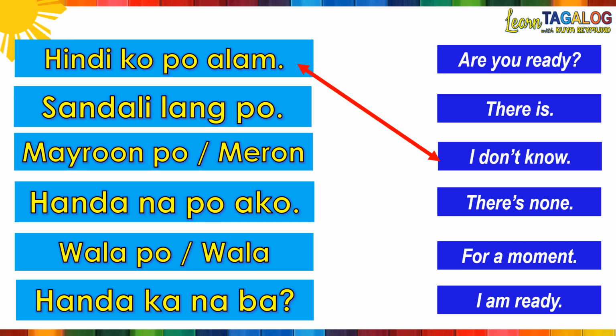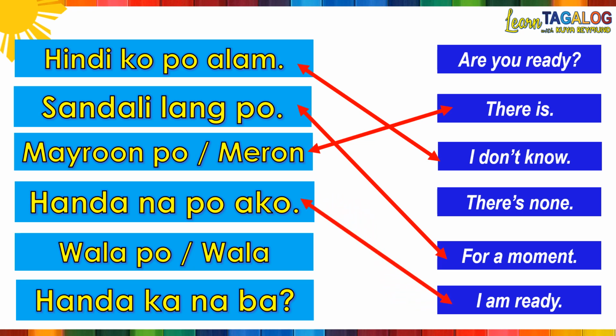Number 2 is, sandali lang po. Sandali lang po in English is, for a moment. Bilang 3, number 3, mayroon po or meron is, there is. Number 4 is, handa na po ako. Handa na po ako in English is, I am ready.